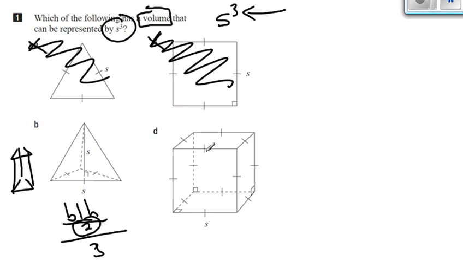Now D, well, I've got a cube, and I know it's a cube because the length, width, and height are all marked as the same. Therefore, the volume would be length times width times height. Oops. The pen doesn't like when I write curves sometimes. Length times width times height is s times s times s, also known as s exponent 3.